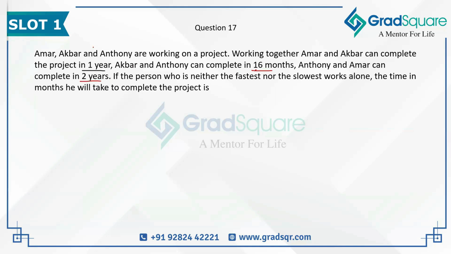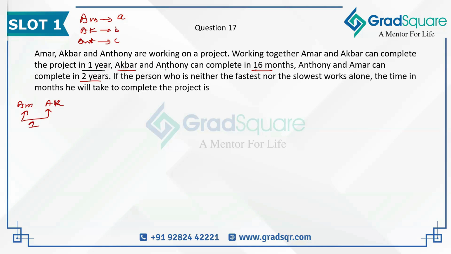So they're talking about individuals. Let's say Amar is doing A units per year, Akbar is doing B units per year, and Anthony is doing C units per year. If this is the case, then Amar and Akbar can complete the job in 1 year, so it is going to take 1 year for them to finish this job.